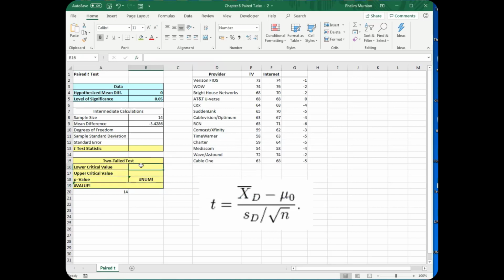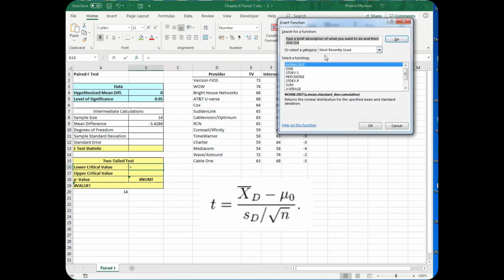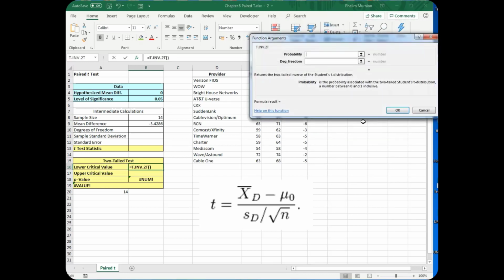And the upper critical value, that's just the inverse of the two-tailed t. So it's reading the table backwards. We did that before. So if I want to do that one there, it'll be this formula here. The t inverse, which returns the two-tailed inverse of the Student's t-distribution. So that's it. And the probability is just the alpha value, and the degrees of freedom is just that.